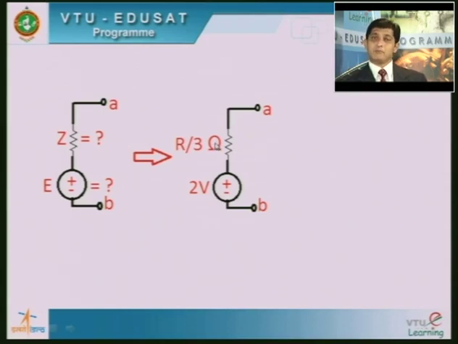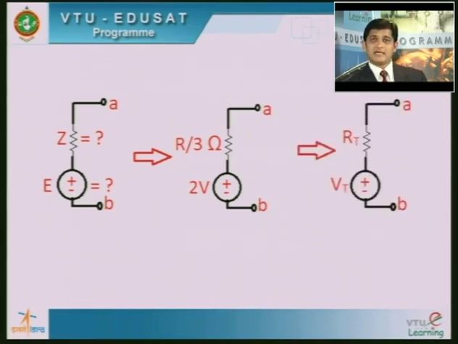So that means by Millman's theorem, the equivalent circuit that you are obtaining actually is the Thevenin's equivalent network. So this Z, what you call in Millman's, you can call as ZT in Thevenin's. E, what you are calling in Millman's, can be called VT, the Thevenin's voltage in Thevenin's equivalent network. So it is just the differences in the theorems. That's why the notations differ. So that's why we can call this R by 3 as RT and this 2 volts as VT.